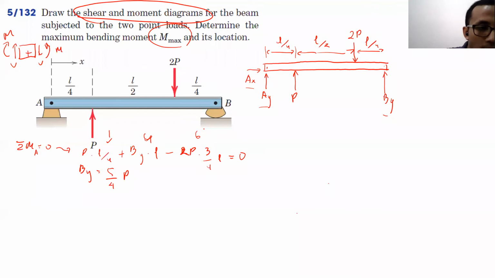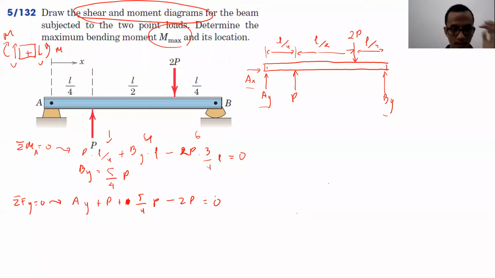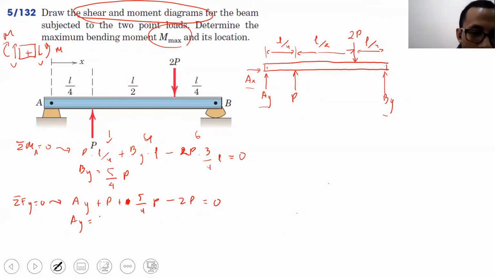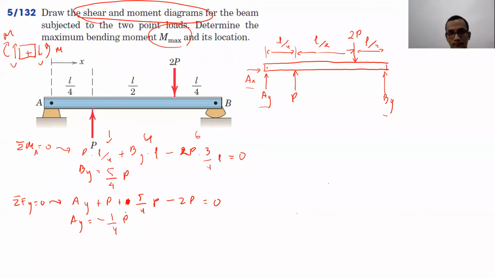And then using sigma Fy equal to 0, we get AY. AY plus P plus BY, BY is 5/4 P, and then minus 2P equal to 0, right? What is the value of AY here? A quarter of P. Positive or negative? Negative. Don't forget about that. Negative quarter of P.